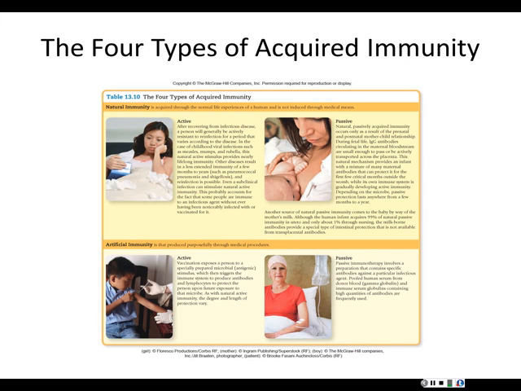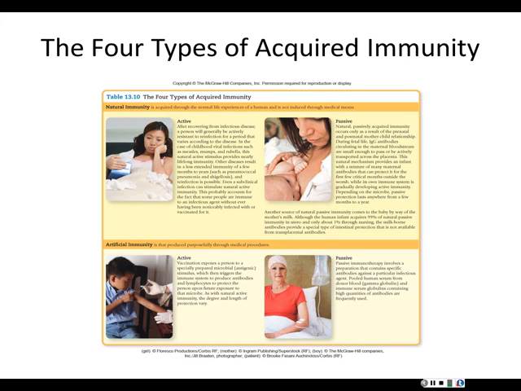Okay, there's a table in your textbook which gives some different examples of naturally acquired active immunity. You can put the two together. So we have naturally acquired active immunity and naturally acquired passive immunity. Natural means it has to occur through a natural process. Naturally acquired active immunity is what we've been talking about. This is where you get exposed to something, and your own immune system responds.